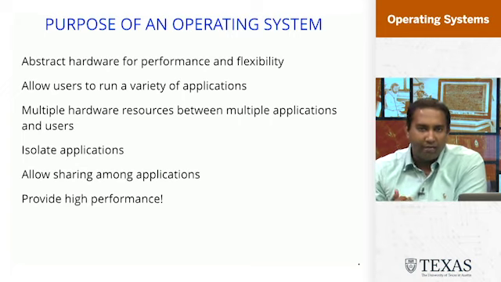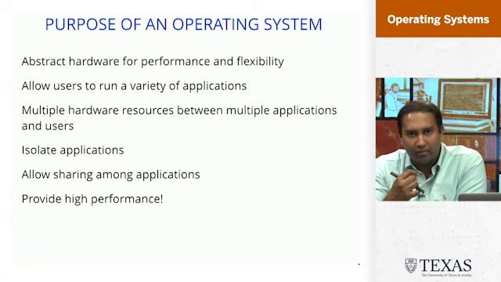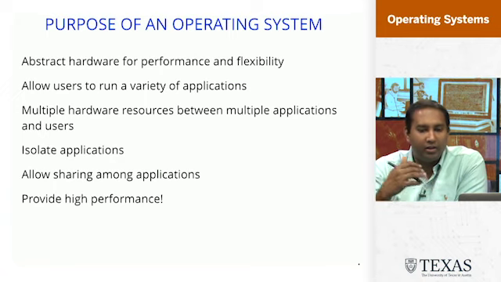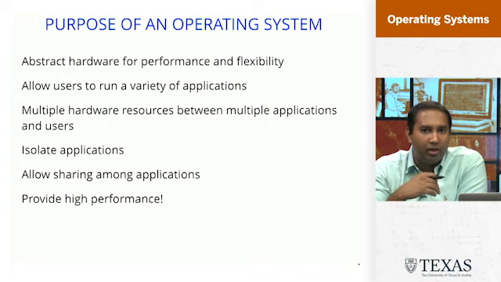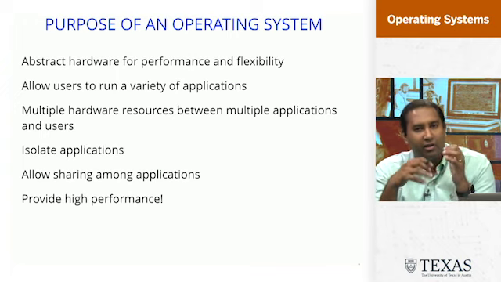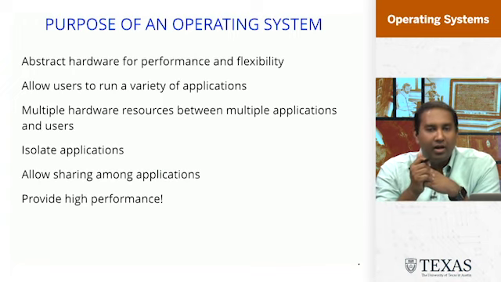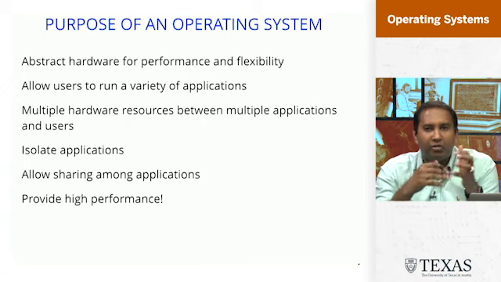While we want to isolate applications, we still want to enable sharing between applications. So let's say there are two applications which need to share some data. We want the operating system to enable doing that. A lot of these goals are slightly contradictory. We want to isolate, but we also want to share, for example. And so the reason operating system design is interesting is because of all these contradictions.